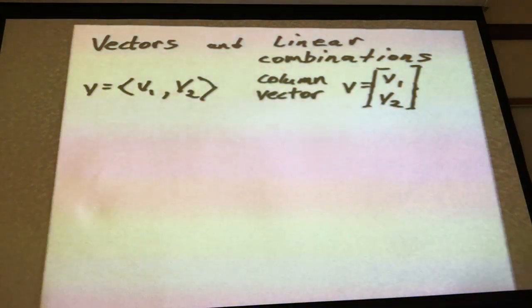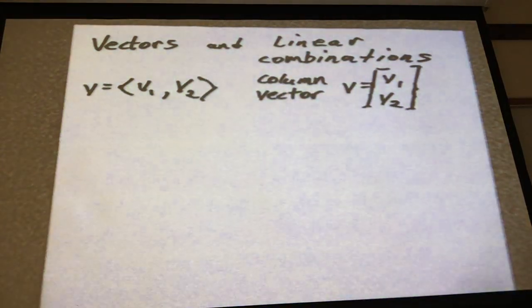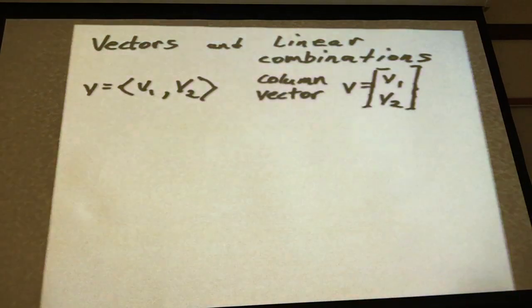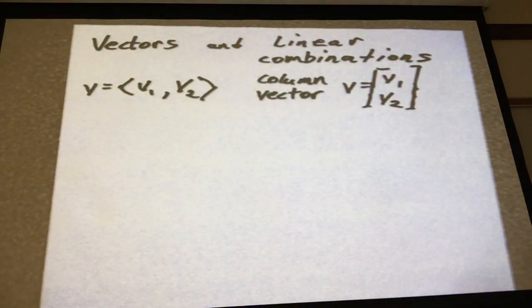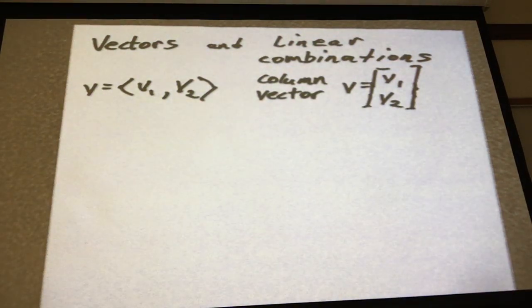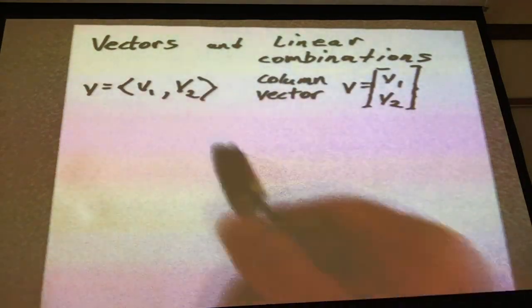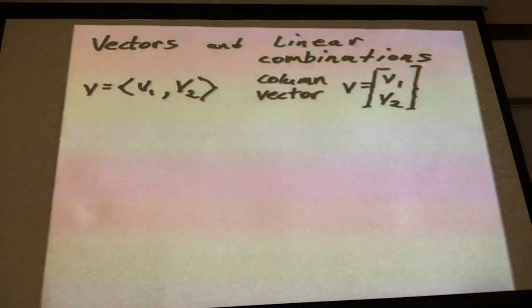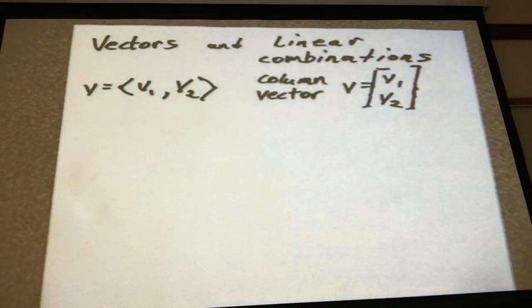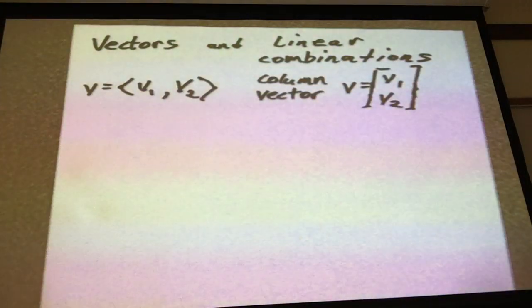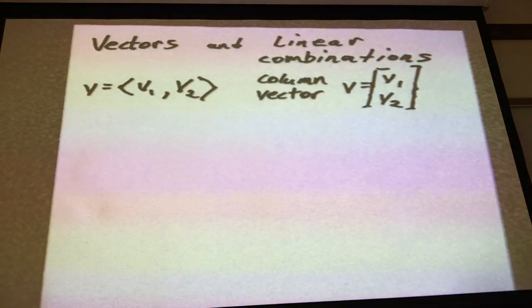Okay. Sometimes column vectors are a little bit easier to deal with, especially when we're talking about matrix operations, okay? Because we're going to have matrices act upon vectors. And if you write it like this, it's not in the type of format that is compatible with matrices. So that's why we're going to be using column vectors, okay?